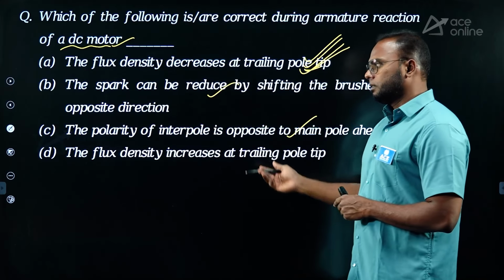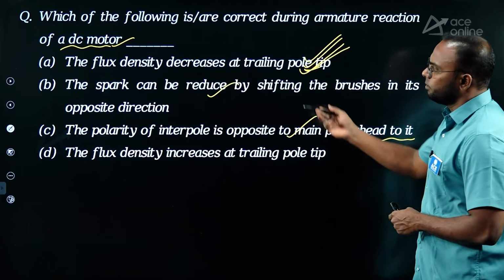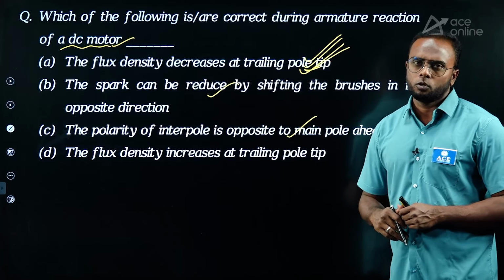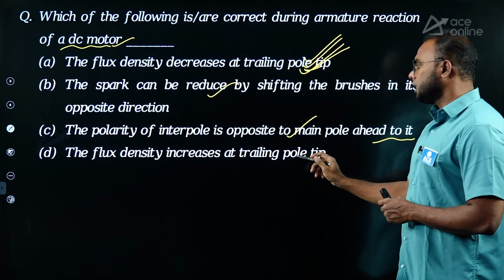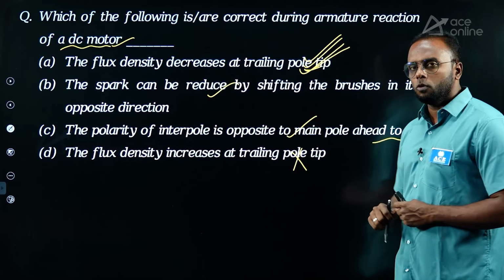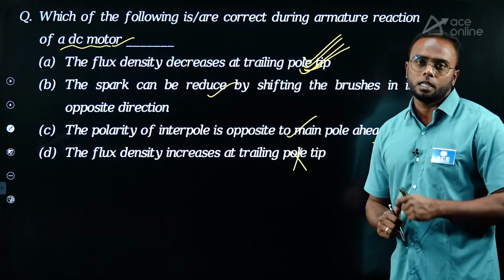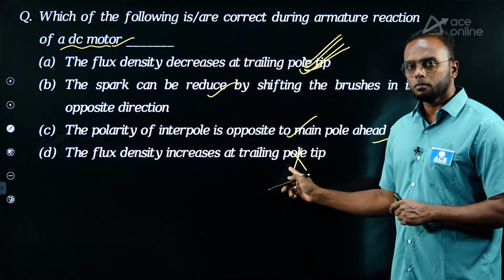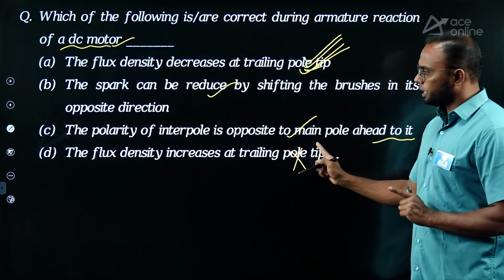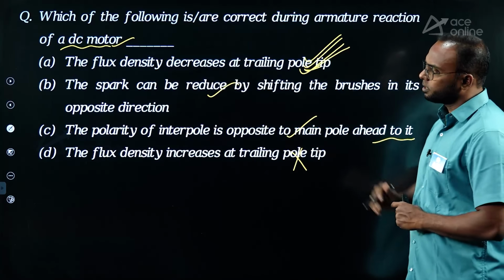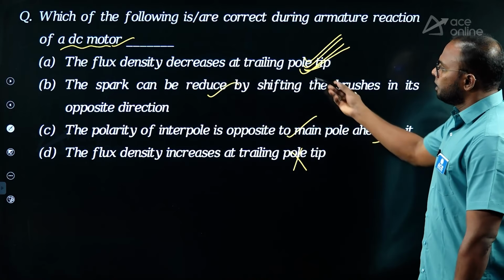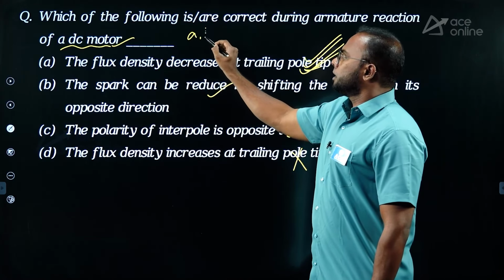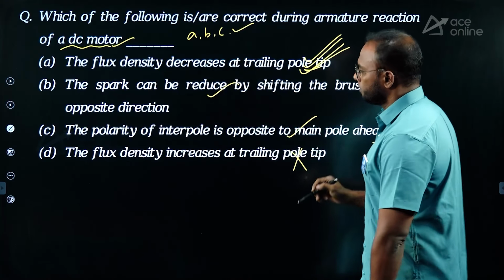And the fourth one: the flux density increases at trailing pole tip and decreases at leading for motor. This is wrong for motor. If it is given for generator, then this one is correct. But motor it is asking. So which are correct here? A, B, C. These three are correct. A correct, B, C also correct. Okay.